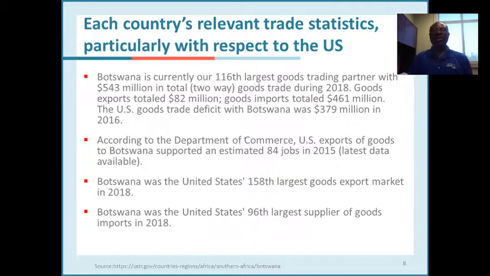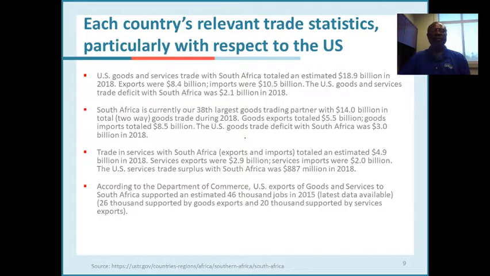Botswana is currently our 116th largest goods trading partner with 543 million in total two-way goods trade during 2018. Goods exports total 82 million. Goods imports total 461 million. The U.S. goods trade deficit with Botswana was 379 million in 2016.